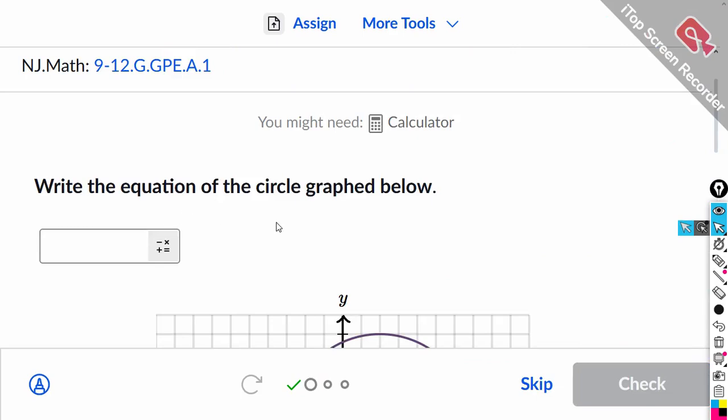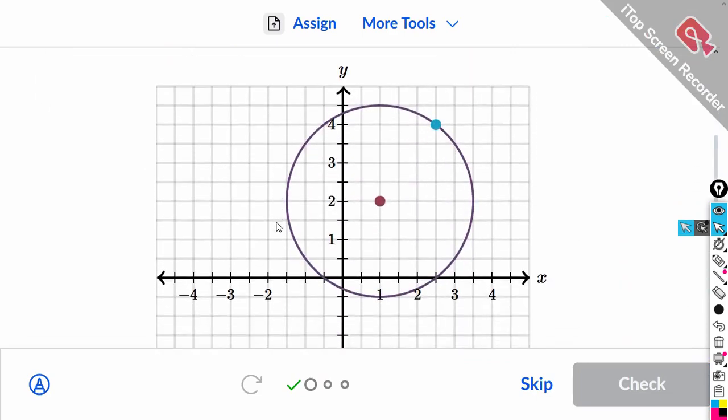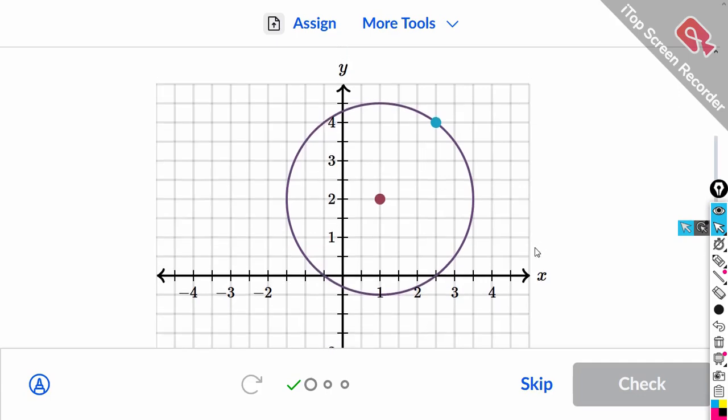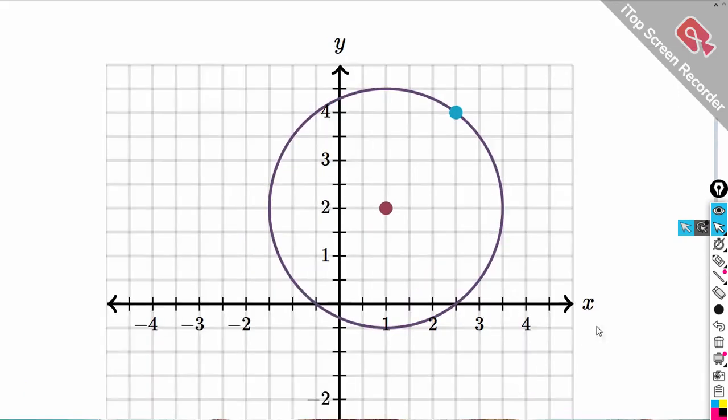All right, write the equation of the circle, graph below. So this one is a little bit more work. So you want to get the coordinates for both of these points. This one here is the center. So let's get the coordinates. If you trace it down to the x-axis, the x-coordinate is 1. If you trace it to the y-axis, it's a 2.